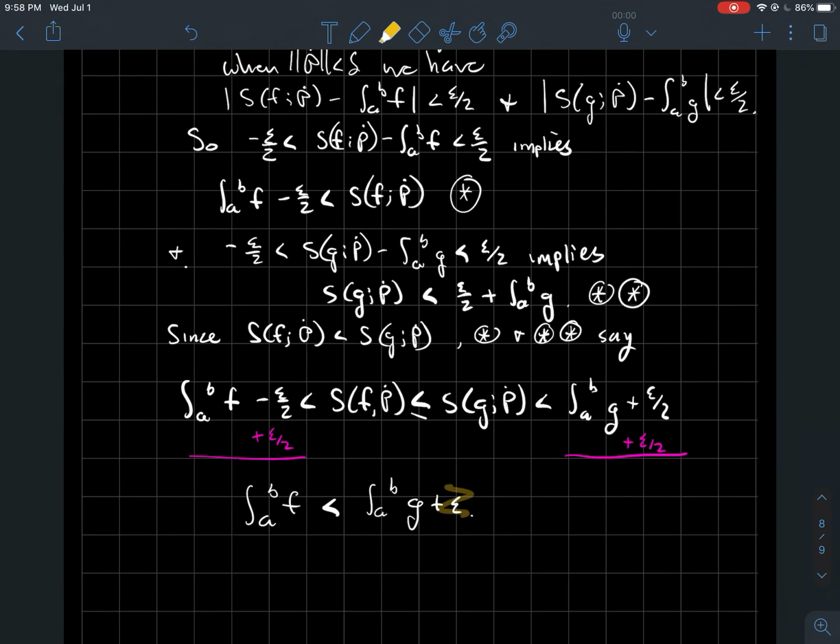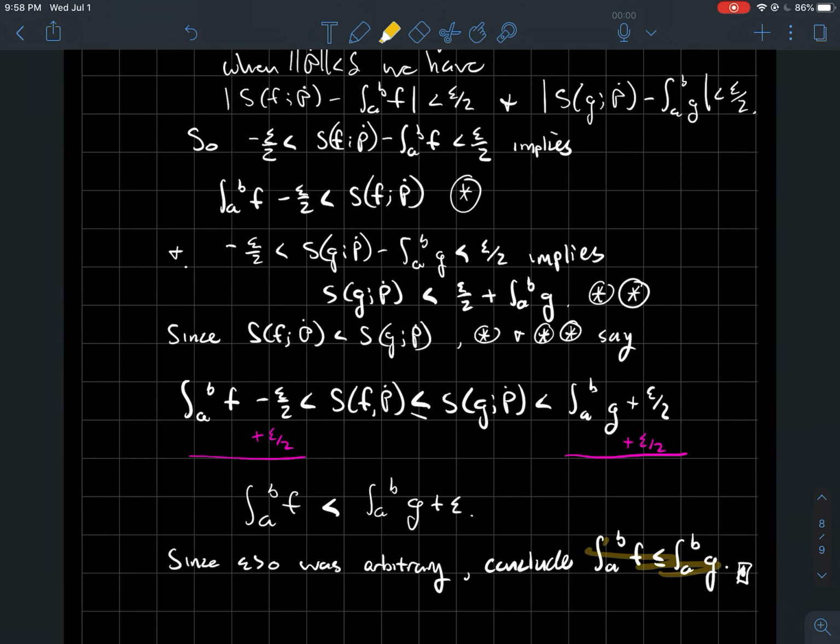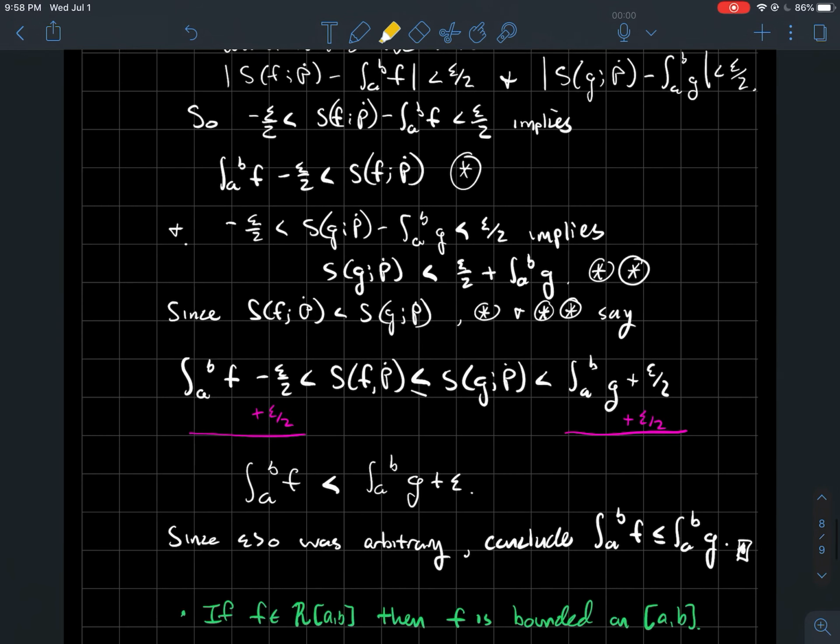Now remember, this holds for any epsilon. Epsilon was arbitrary. Therefore, the integral of f, we'll say, is less than or equal to the integral of g, which is again what we were after.